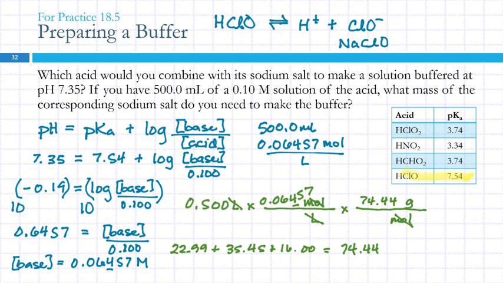So 0.5 times 0.06457 times 74.44. There is a little bit of an assumption that we're making here, that adding 2.4 grams to 500 milliliters is not going to significantly change the volume. But it's close enough. Any questions?